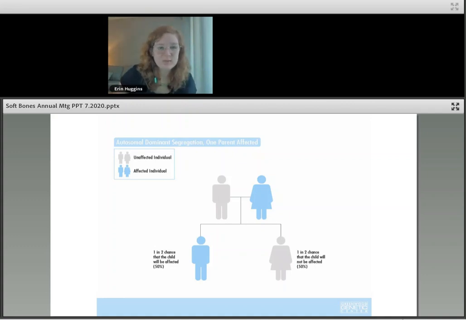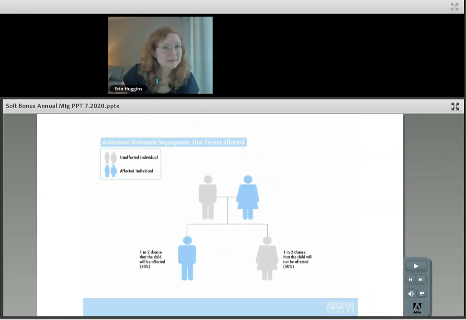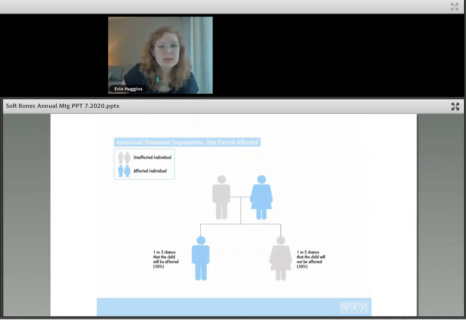Say she has dominant HPP. Then she's either going to pass down the gene copy that is functioning and normal, or she's going to pass down the one with the mutation. So there's a 50-50 chance each of her children will have the same condition that she does. So this is showing you there's a 1 in 2 chance that the child will be affected, and a 1 in 2 or 50% chance that the child will be unaffected.